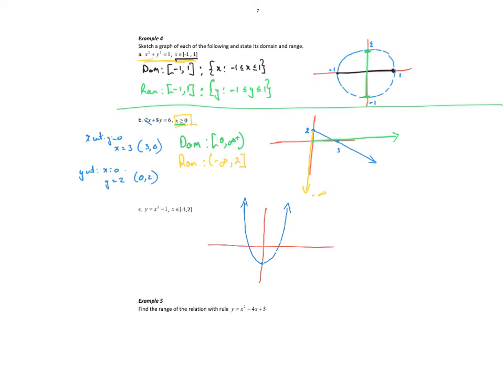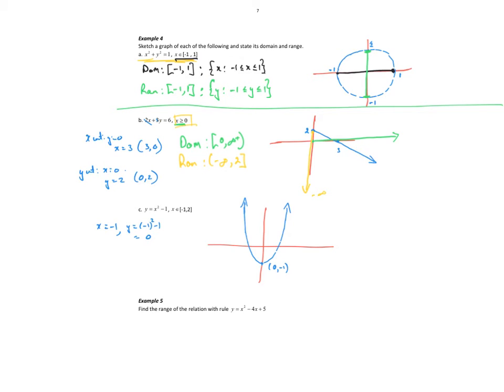And that point there is at the point (0, -1). All right, it says to restrict the graph between -1 and positive 2. So what does that mean? If I put x equal to -1, y will equal (-1) squared minus 1, which is 1 minus 1, which is 0.